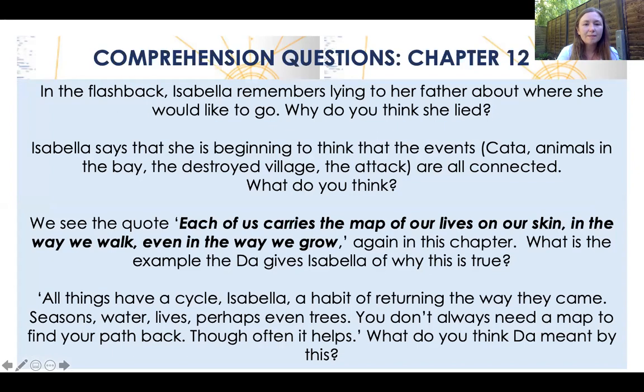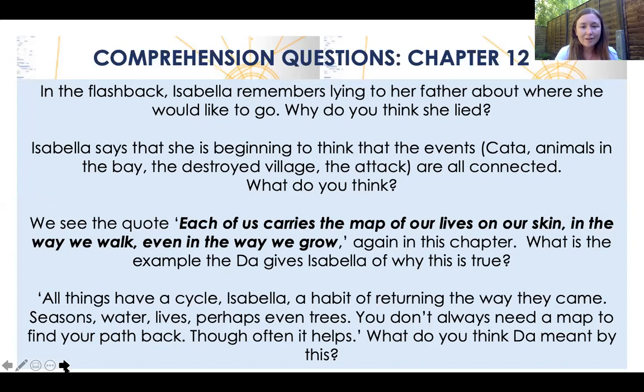In the flashback, Isabella remembers lying to her father about where she would like to go. So he says that he would like to go to India, and she agrees with him, but she's lying. So why do you think she lied? Where does she actually want to go, and why? And why does she not want to tell her father that? I think that's an interesting question.